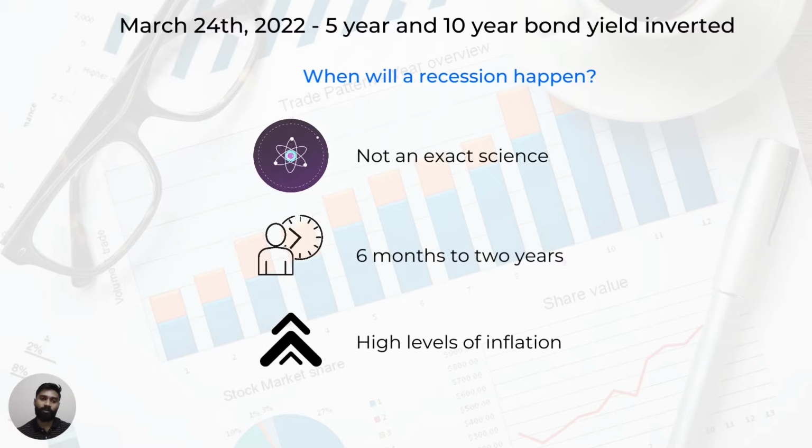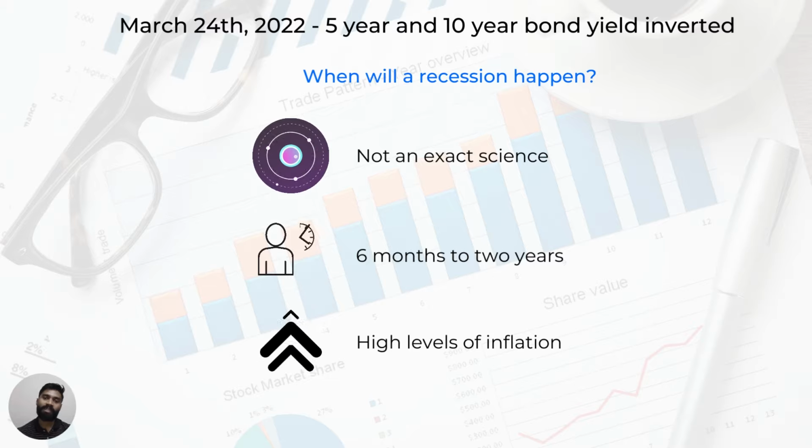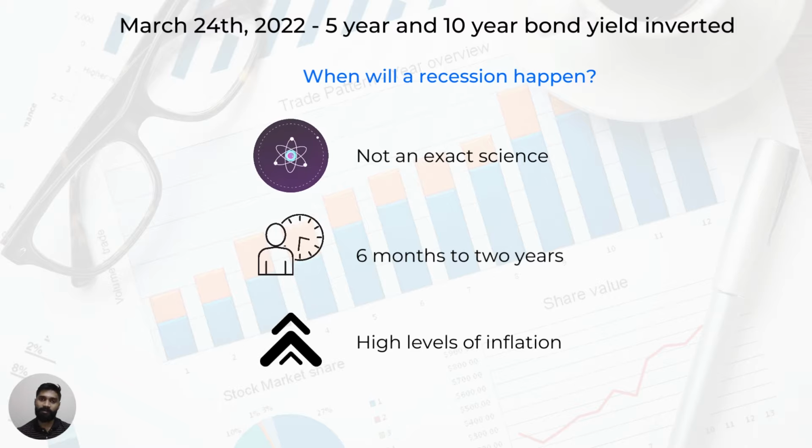So on March 24th in 2022, the 5-year and the 10-year bond yield inverted. Well, a 2-year and 10-year bond yield inversion is actually a stronger indicator of the recession. So does this mean the recession is going to happen, and when is it going to happen? Well, it's not an exact science. The lead time between the yield curve inversion and the recession happening has been from 6 months to 2 years. For example, in 2005, the inverted yield curve phenomenon happened only for the recession to begin in mid 2007. So we don't really know the timeline of this.